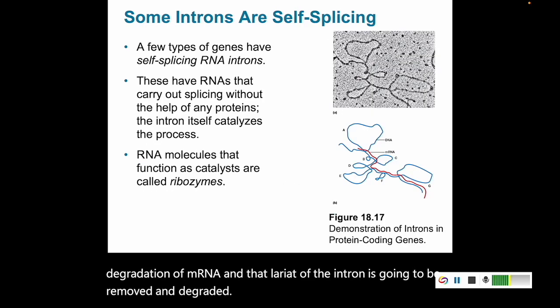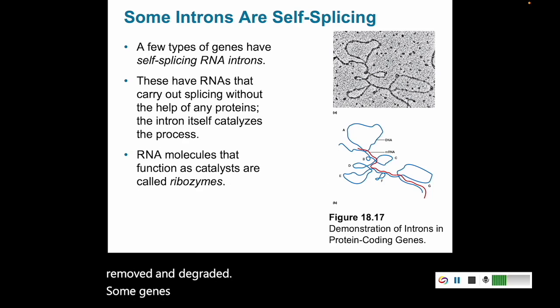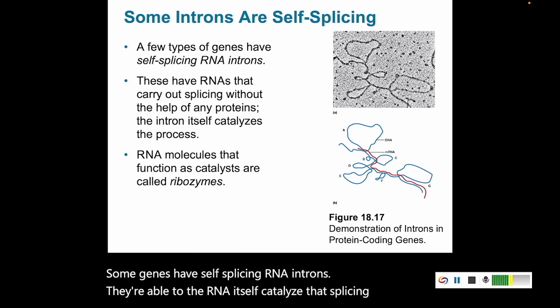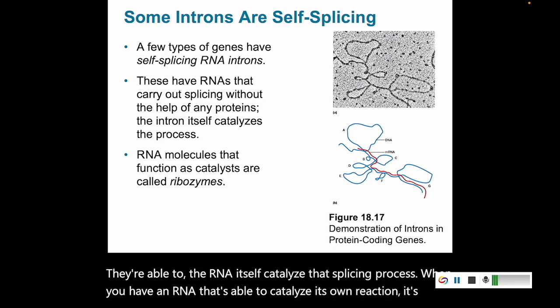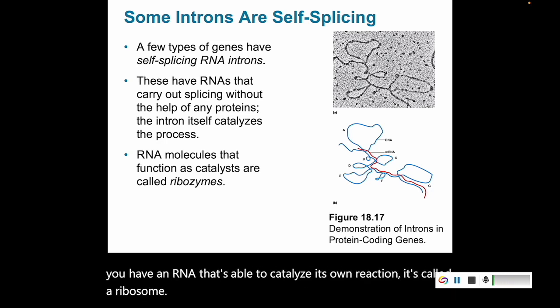Some genes have self-splicing RNA introns. The RNA itself is able to catalyze that splicing process. When you have an RNA that's able to catalyze its own reaction, it's called a ribozyme.